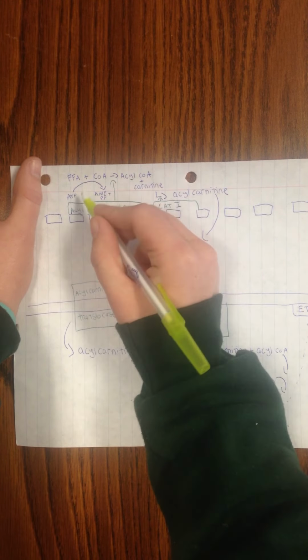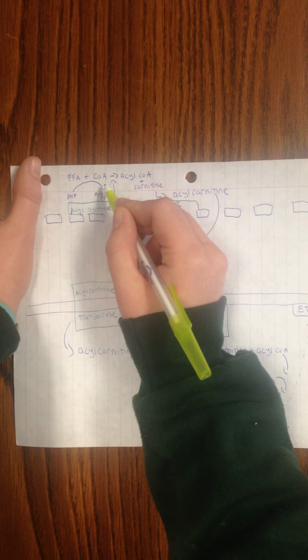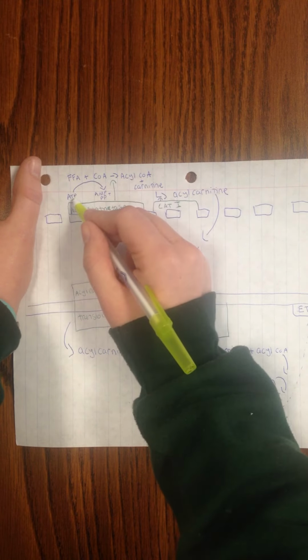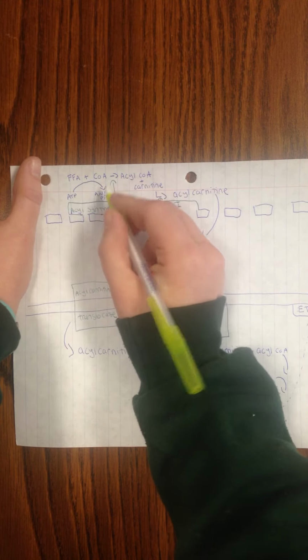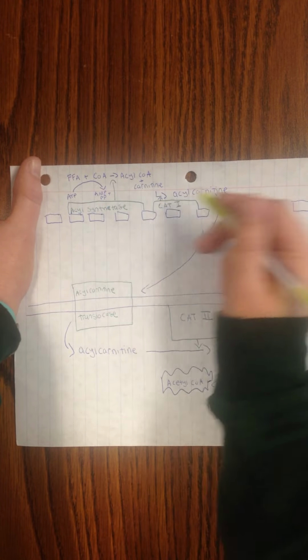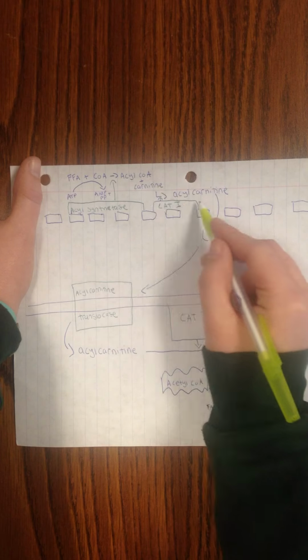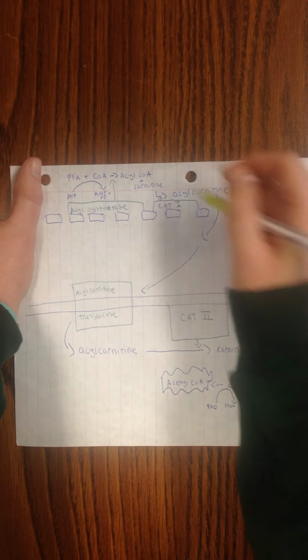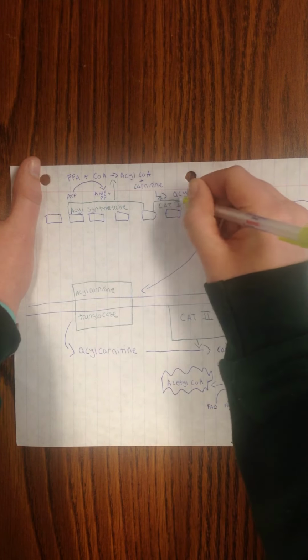And in this process, you actually lose an ATP. So it's an energy investment stage, kind of like glycolysis. So ATP turns into AMP with 2 phosphates. Acyl-CoA is then combined with carnitine, which turns into acylcarnitine, and this is done via CAT1.